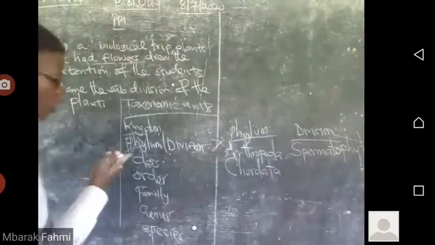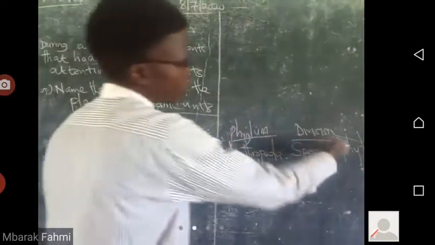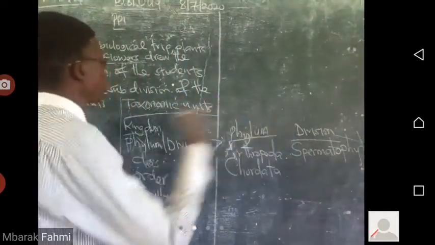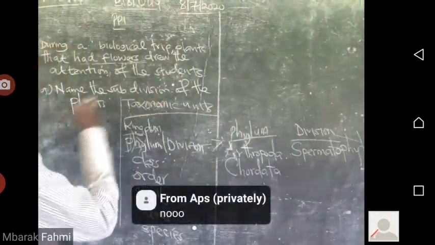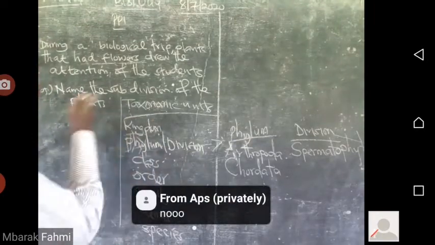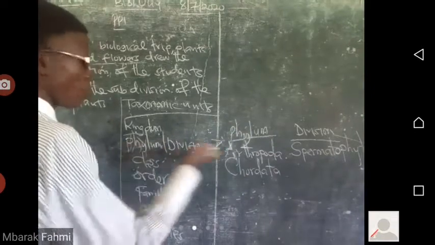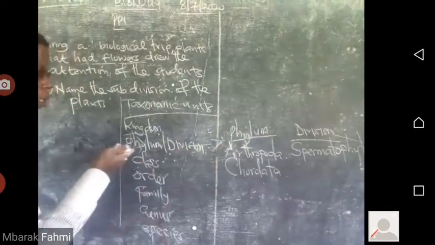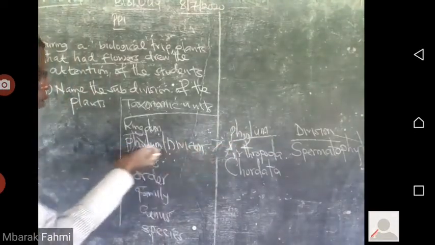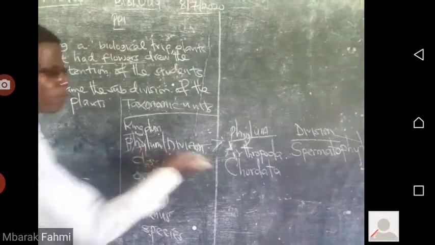So the question is on the second taxonomic units. That is why I'm giving an elaborate explanation, because the question has come from there. We are talking about the second taxonomic units, where we have the phylums or divisions. Phylum is a term used in animals. Division is used for plants.